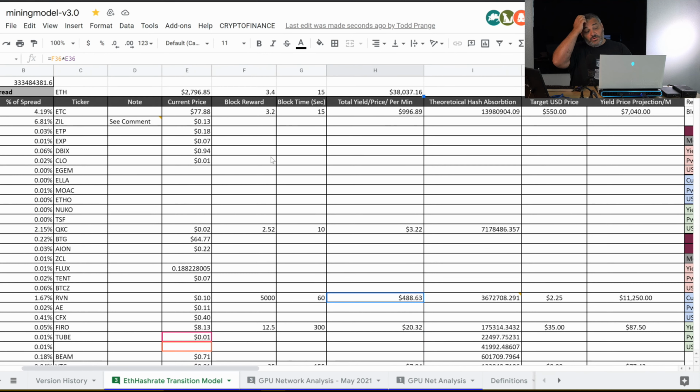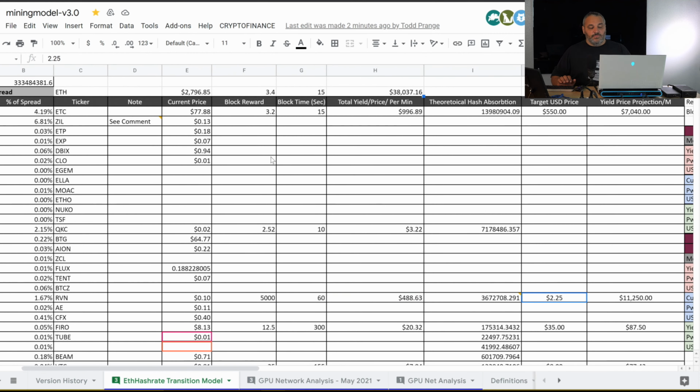Ravencoin right now is about $488 per minute, which is about half of what ETC is right now. That's why we're seeing the Ravencoin blockchain have about half of its total network hash rate than it had even a month ago when it was 20 cents. Its total output right now is about $500 per minute. It has a lot higher block reward. This is why a lot of people are super bullish with Raven, because its block reward is so high. It's 5,000 coins per block, every 60 seconds. It doesn't take much price to really make that number go up a lot.